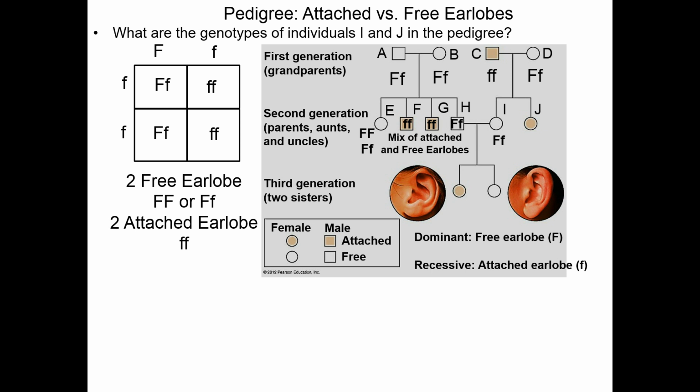The product of this cross, two heterozygous individuals, we would get the offspring K and L. Here, individual K is affected. She has attached earlobes. She's homozygous recessive. Individual L, she has yet to have any offspring. So we don't know with confidence whether she is homozygous dominant or heterozygous. So we put down both for right now.